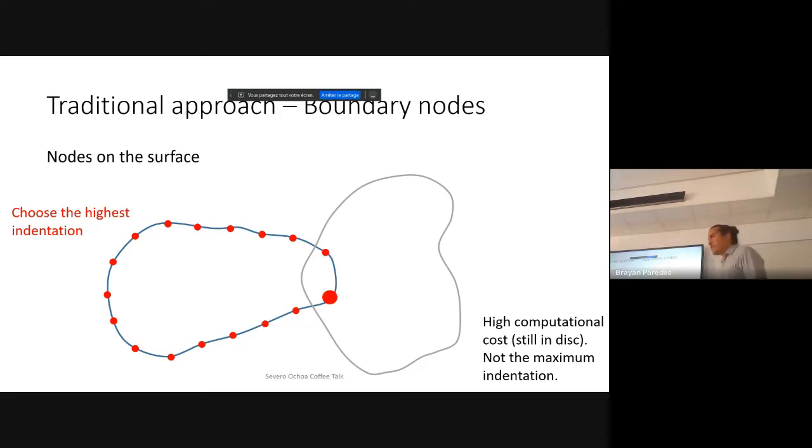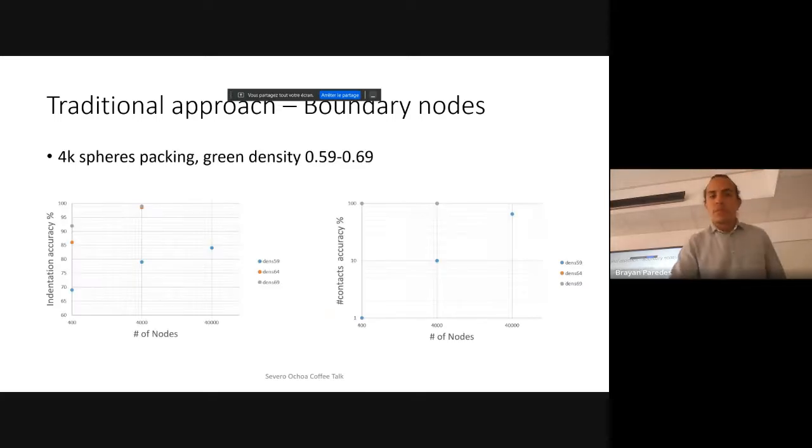one of the problems. And I will show a graph showing why it is computationally costly, but the main problem is that it will not directly give the maximum indentation. It's mesh dependent. We performed a very quick analysis, and I am showing the indentation against the number of nodes.